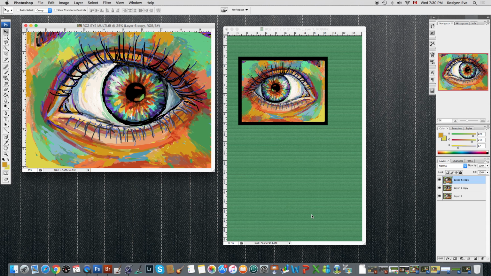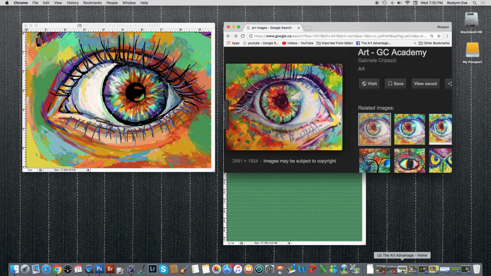Well, normally I just come up with it on my own, but in this rare instance, I actually got the inspiration from Googling art images. See up here, art images. And amongst all the art images that come up, when you click on art images, it shows this one. And this is some of their stuff too. And the person's name is Gabrielle Crepezi. So you'll recognize it right away when you Google art images.